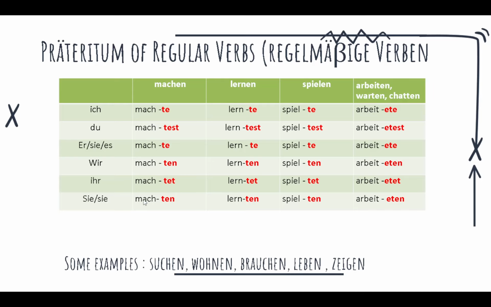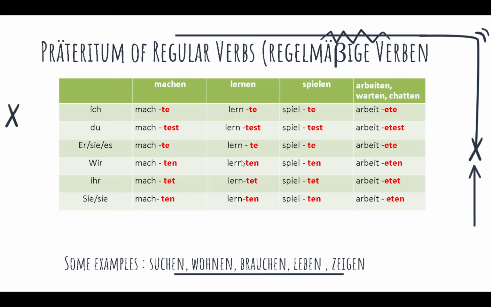So we get the root of the verb first, and then we add these endings to the root. For ich, we add the te ending. For du, we add the test ending. For er, sie, es, we add the te ending. For wir, we add the ten ending. For ihr, tet, and for sie, ten. Now, if you've observed, ich conjugation and er/sie/es conjugation is the same, right? In the same way, wir conjugation and sie conjugation is the same. So it's very easy for you to memorize.